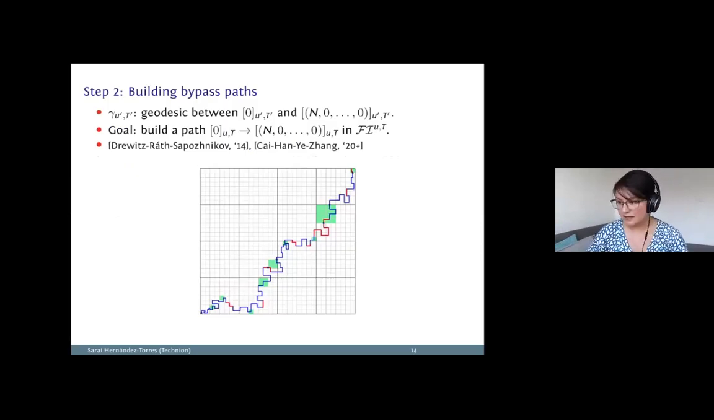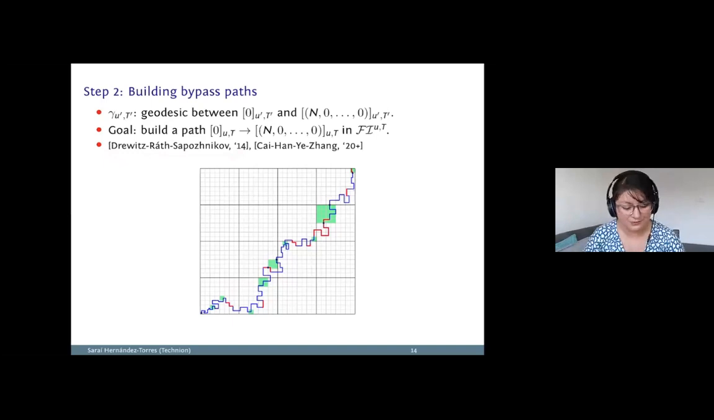I think my time is almost running out, but this is how we control the amount of edges that we delete. And let's say that these red edges are the ones that are deleted. And the next step to build these bypass paths is to use a renormalization scheme that appeared in a paper of 2014 of Drewitz, Rath, and Sapozhnikov.